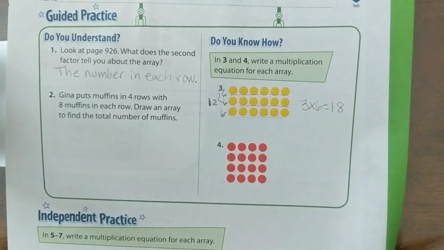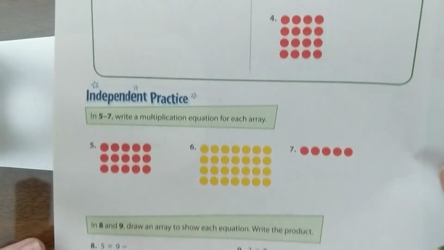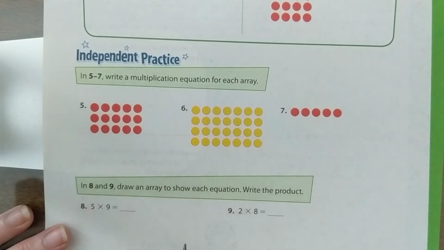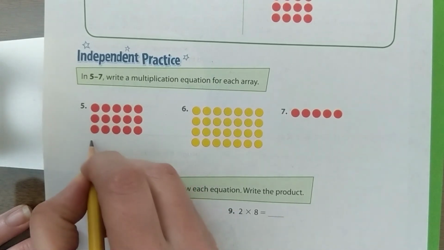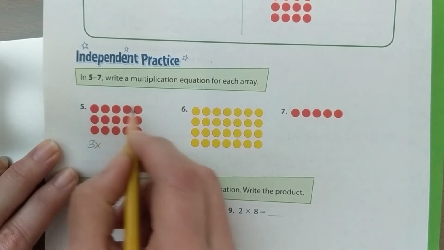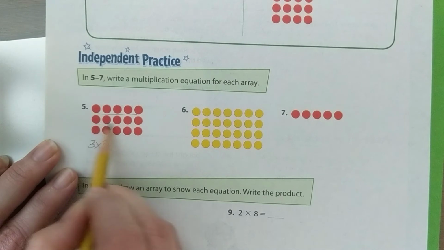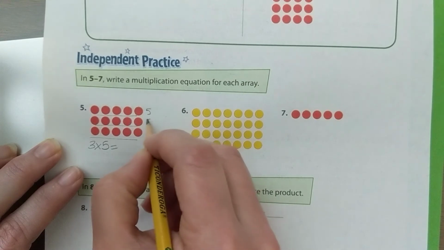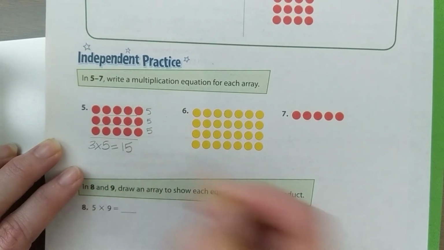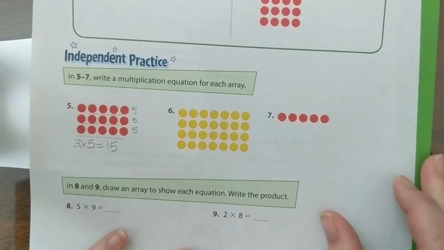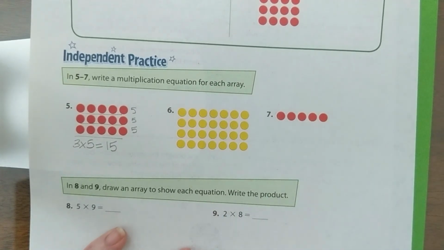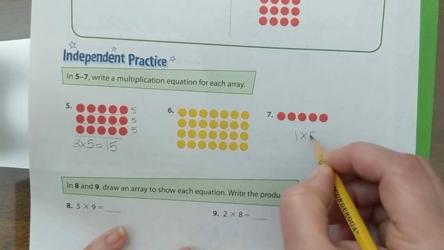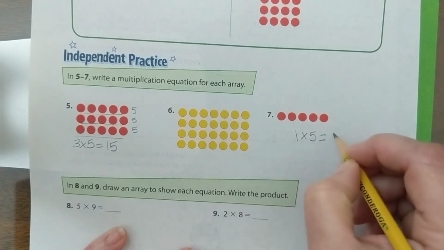Okay, and now number 5. Write a multiplication equation for each array. So what would your multiplication problem be? You should have written 3 times 5 because I have 3 rows and there's 5 in each row. And it equals 5 plus 5 plus 5 equals 15. Okay, number 7. What's your multiplication problem? You should have written 1 row times 5 in that row. 1 times 5 equals 5.